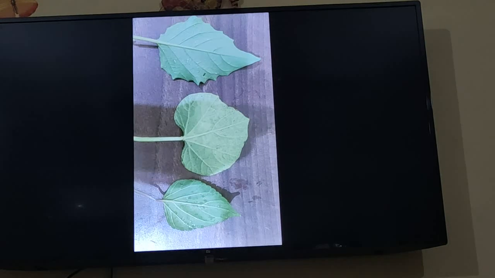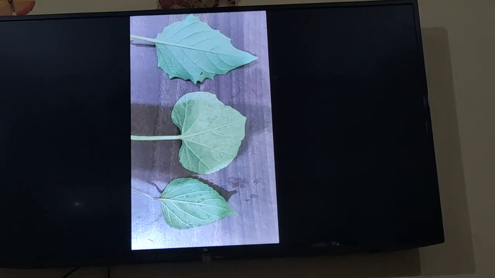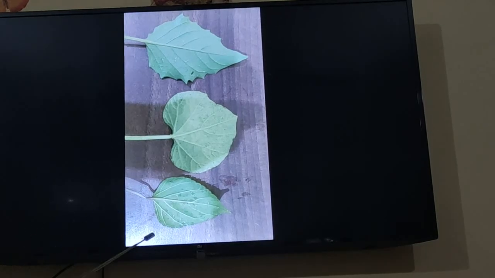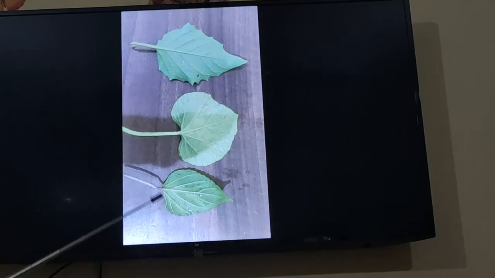So in this way, without pulling out the plant, we can understand what type of root is there in the plant. So till here we have finished the parts of the plant, that is, the leaf. Now in the next module we will start with flowers.